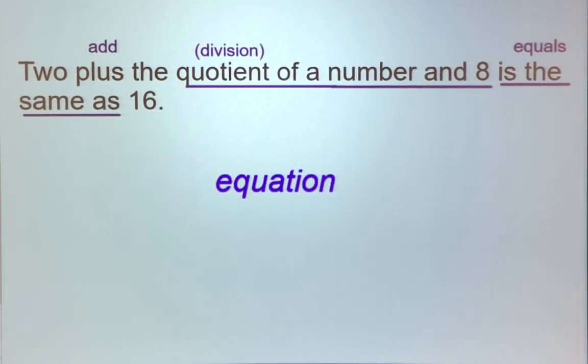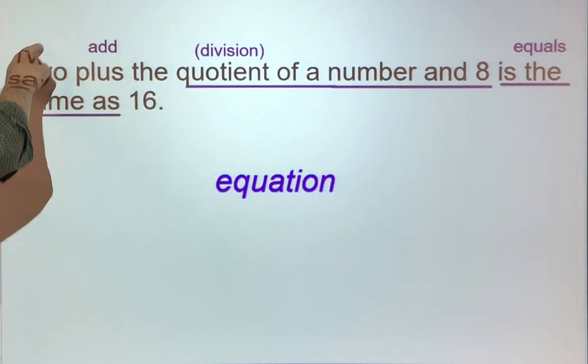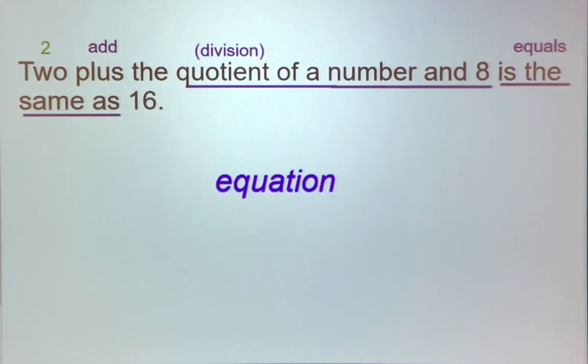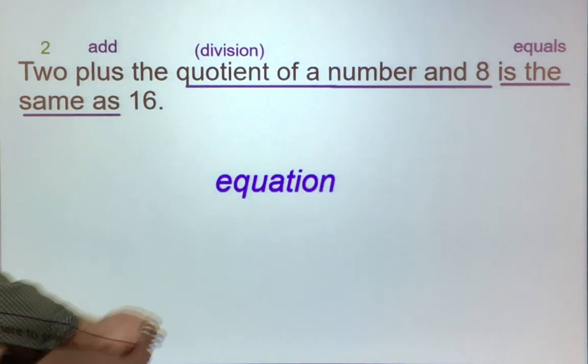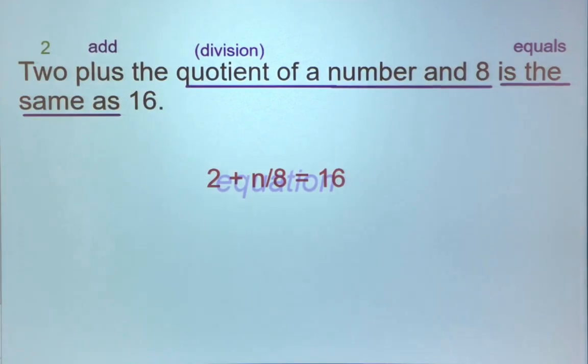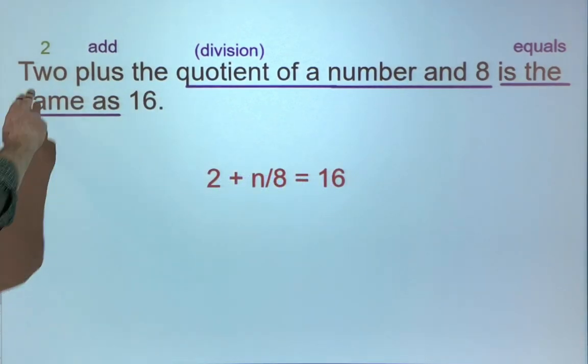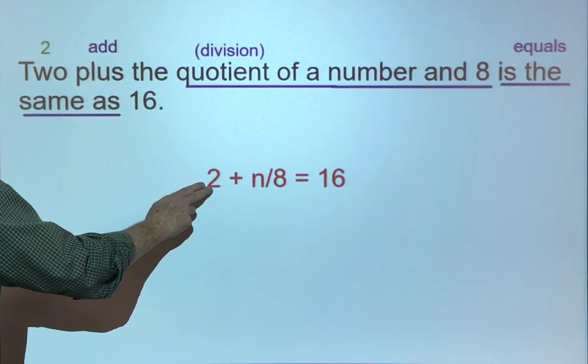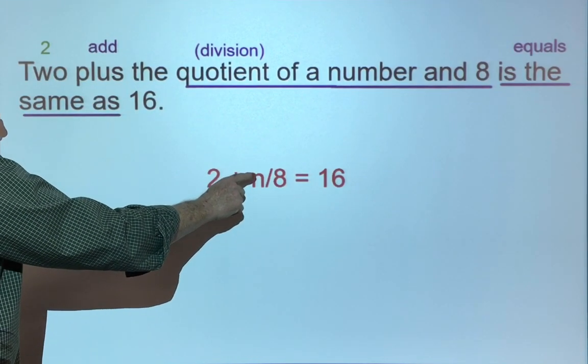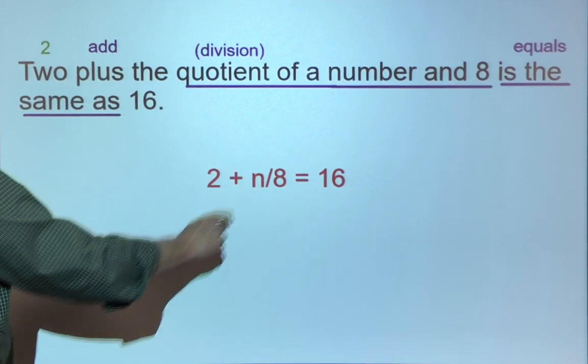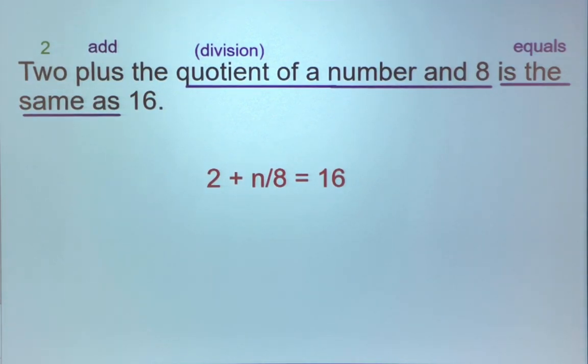So let's put our numbers and any variable that we might have in there. I've got the number 2, so let's get it in there. It says we're going to add that, the quotient of a number and 8, so the number divided by 8, n over 8, is equal to 16. So let's take a look and see if we've got that right. We've got 2 plus, or 2 added with, the quotient of n divided by 8 is equal to 16.